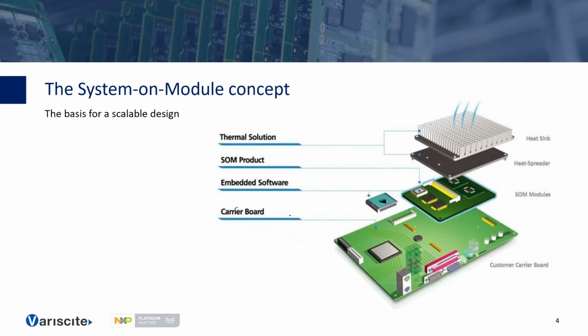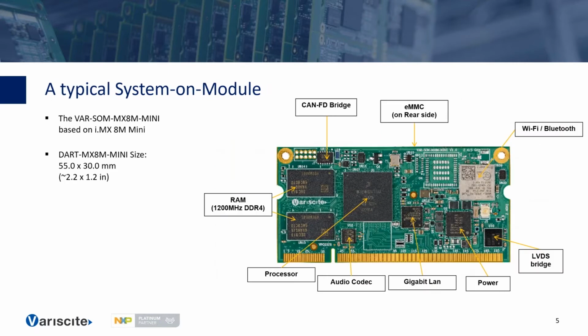So this is the base of the concept. Each system on module, as I mentioned before, and this is one example, the Varsom MX8M Mini, which is based on one of the latest i.MX 8M Mini processors coming from NXP, includes the processor itself, naturally, the memories that can range from, I don't know, sometimes 512 MB up to 4 GB of memory size. The eMMC is fully scalable, and then the others that you can see here can be either embedded in your system on module or not, like the Wi-Fi or the CAN bridge, audio codec, Ethernet PHY, and such.